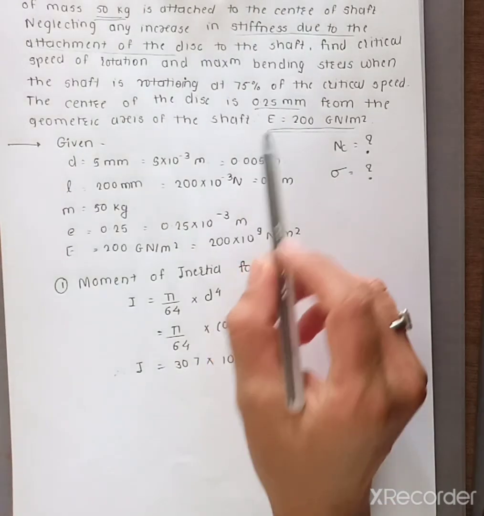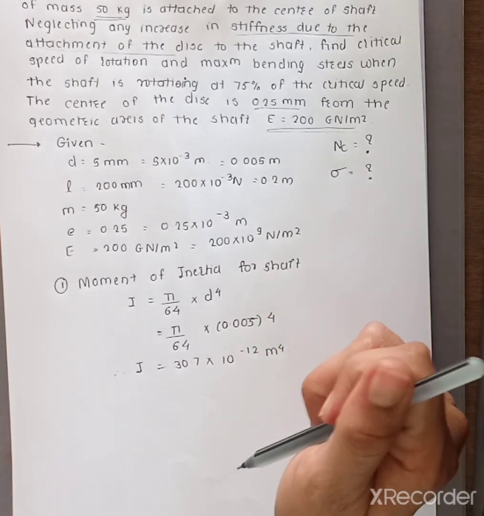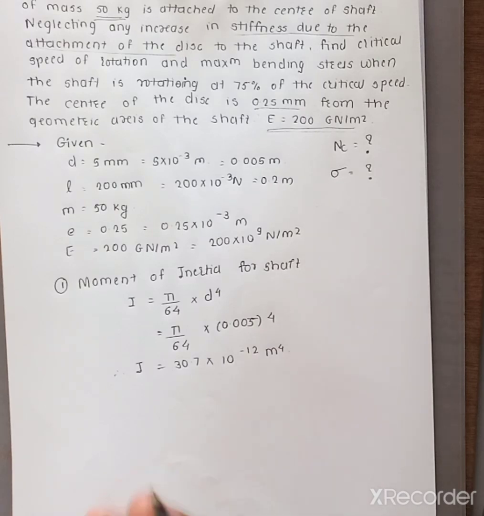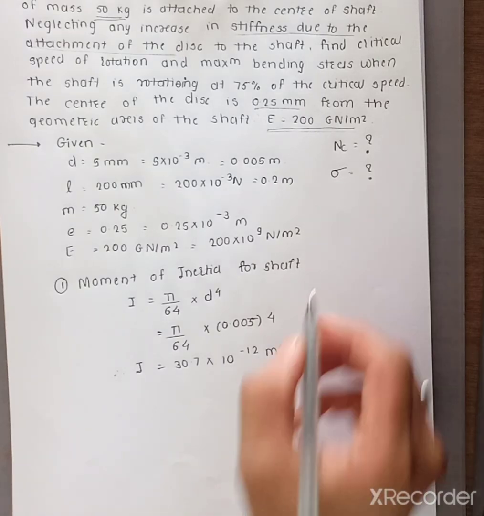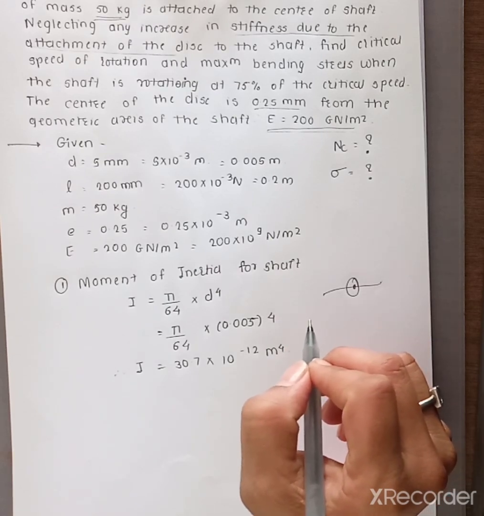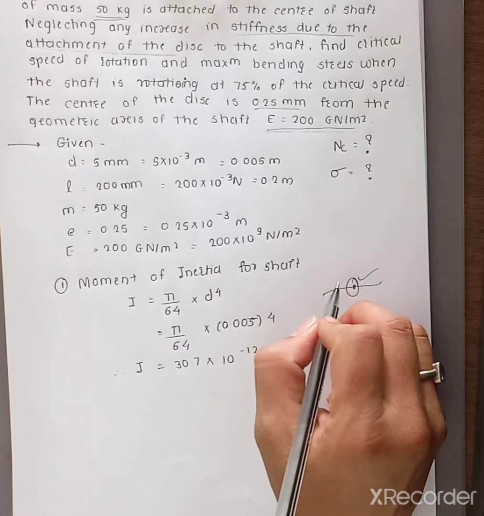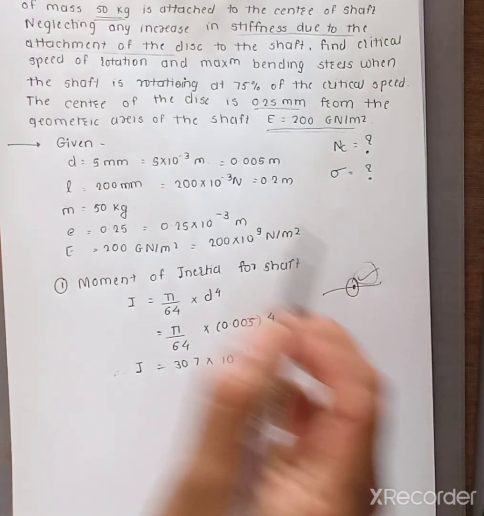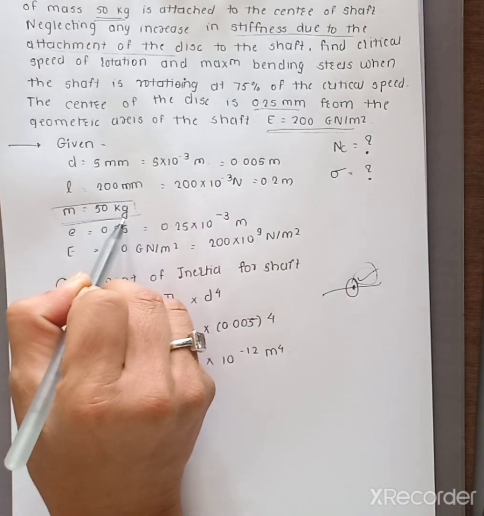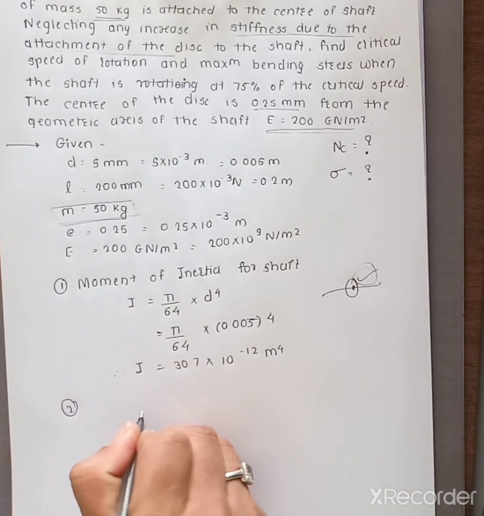As we all know, the shaft is supported by bearings. Therefore, we will assume that it is fixed at both ends. As it is fixed at both ends, what will happen? We will find out the static deflection at the center of the shaft. This is due to the mass. What is the value of mass? 50 kg.